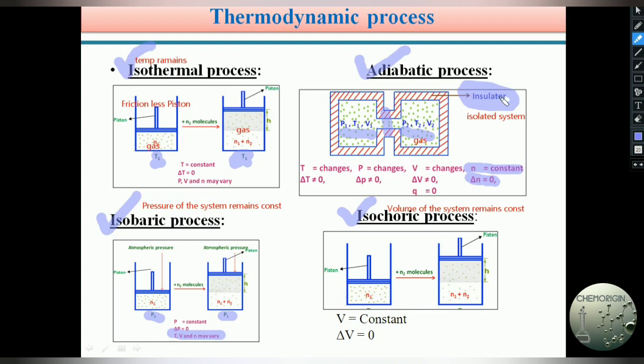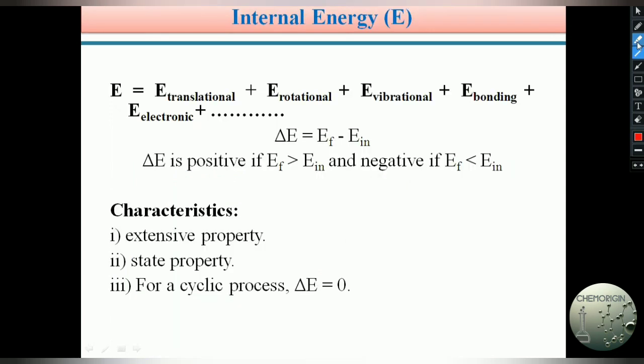Because the walls of the cylinder are insulated, neither energy nor matter of the system can be exchanged with the surroundings. So this is an isolated system. So these are the 4 thermodynamic processes: isothermal process, adiabatic process, isobaric process, isochoric process. Very, very important processes. Internal energy.